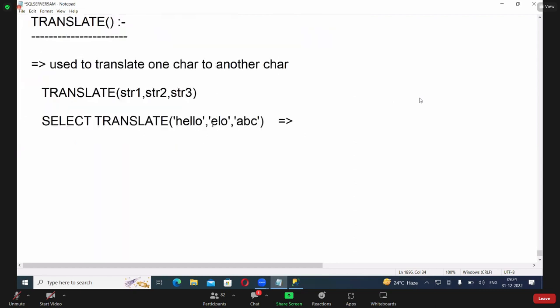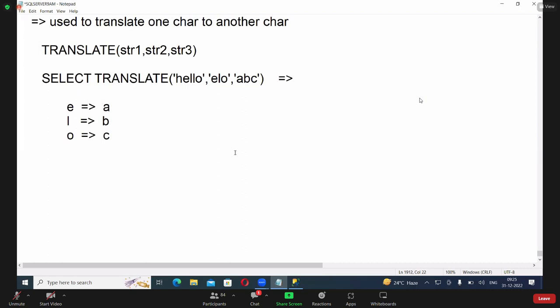But translate will not check string. It is character to character. So here E translated to A, L translated to B, O translated to C. Character to character, one character to another. What is the first one? H. Are you translating H? No. Then it returns H, because you are not translating. So it returns as it is.